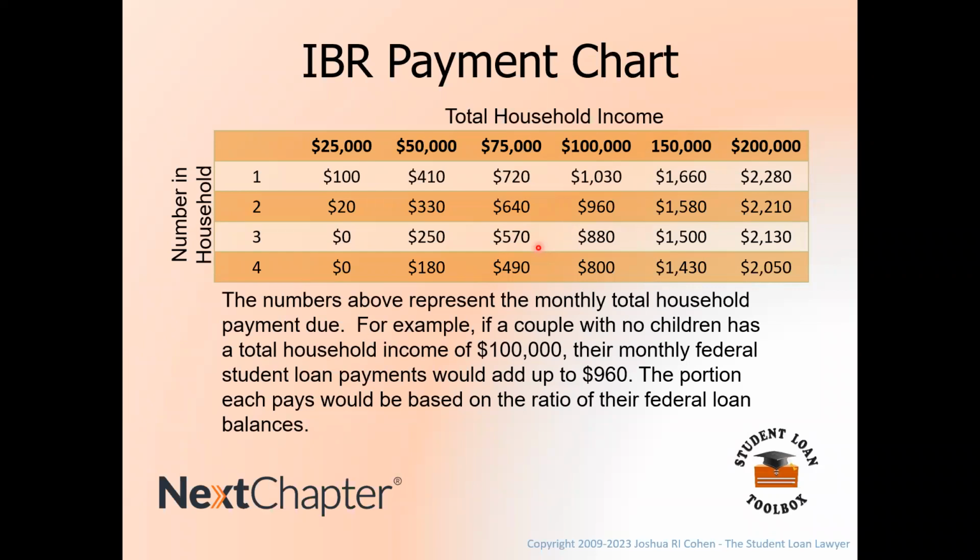Okay, this IBR chart has nothing to do with your loan balance. So you're on IBR and then your kid goes to college and you take a Plus loan. Guess what? It doesn't affect your IBR payment. It's based on your income, not your loan balance. However, your new Parent Plus loan is not on IDR because it can't have it. So you're going to need to consolidate that and put it on ICR.